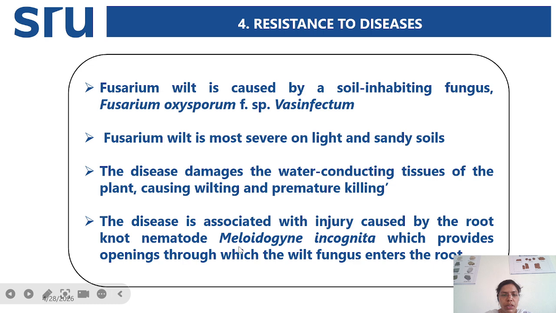First, this root nematode, Meloidogyne incognita, makes the entry for the fungus, and then after the entry by the nematode, the fungus will enter into the plant and it will attack the root directly, and because of this, it will directly cause wilting and premature killing of the plant. This is the major disease in cotton, that is fusarium wilt.